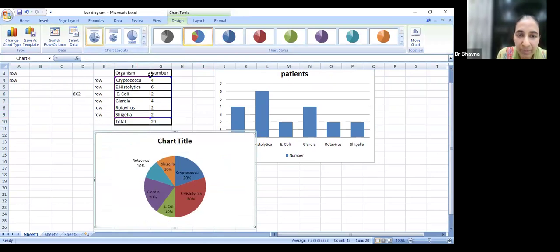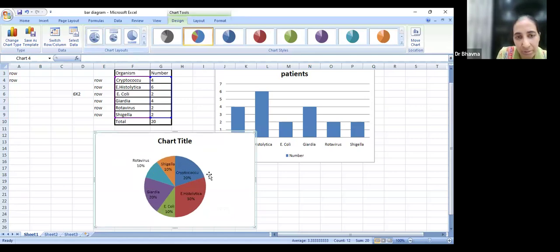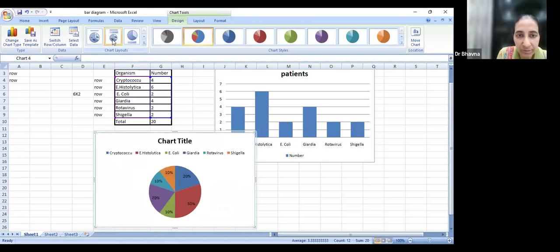See, this is Shigella 10%, Rota 10%, Crypto 20%, E. histolytica 30%, E. coli 10%, Giardia 20%. See, you can write it like this also. If you think that this is cramped, don't write it like this, write it like this. See, you have the legend here on the top. The title you can always modify. See, you can write anything you want to.